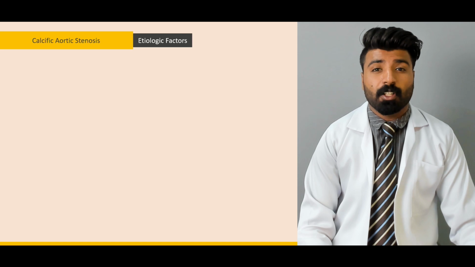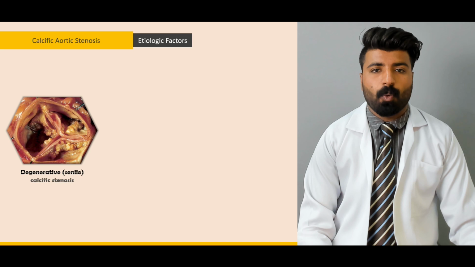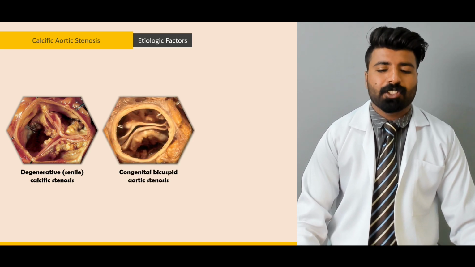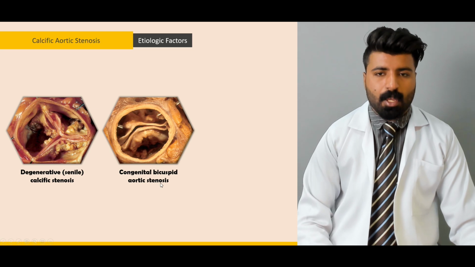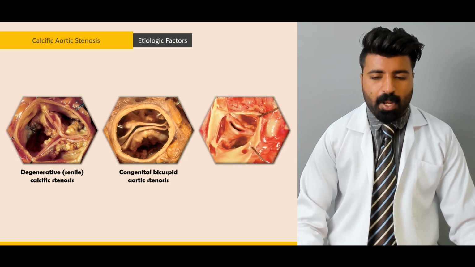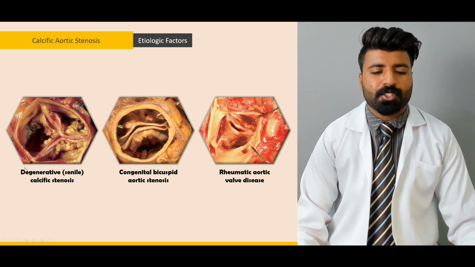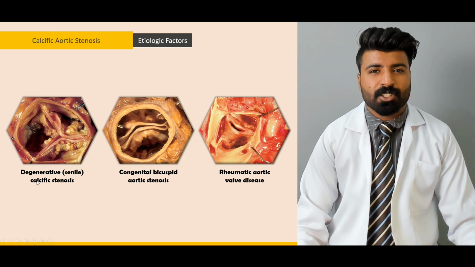So what are the etiological factors responsible for calcific aortic stenosis? First of all, we have degenerative senile calcific aortic stenosis. Next on we have congenital bicuspid aortic stenosis. And next on we have rheumatic aortic valve stenosis. What's the difference between them? First of all, let's talk about degenerative calcific aortic stenosis.